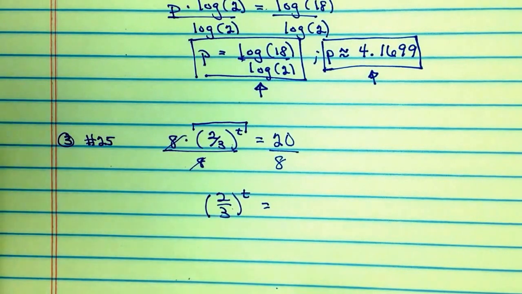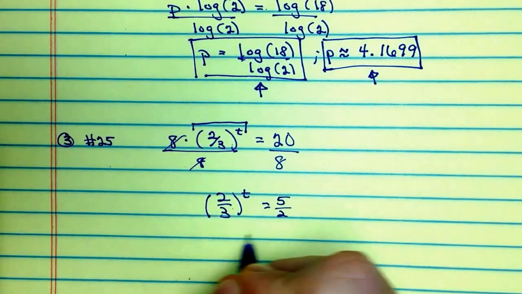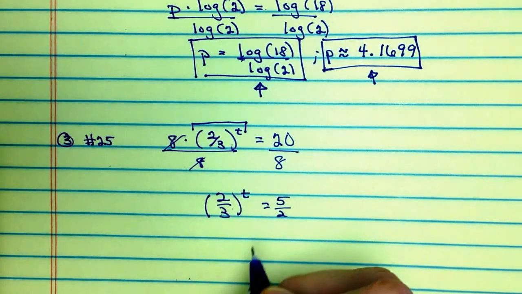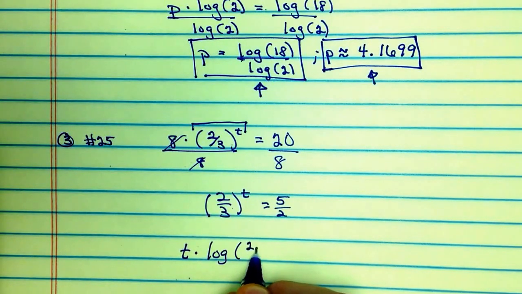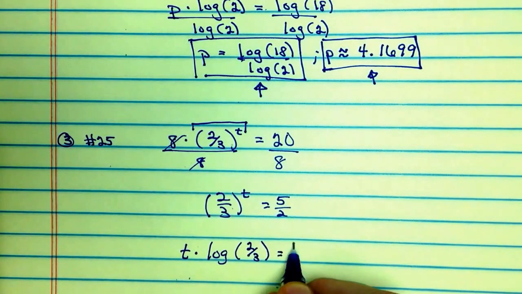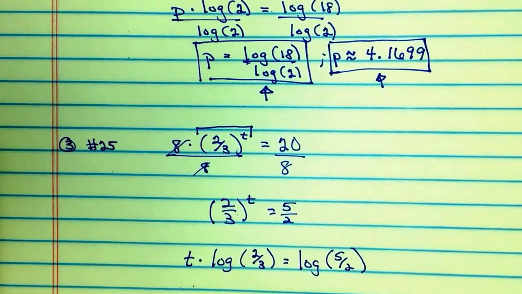Equals 20 divided by 8, which reduces to 5/2. We apply logs again to get this exponent off. So we end up with t times log of 2/3 equals log of 5/2. And then we divide by log of 2/3.